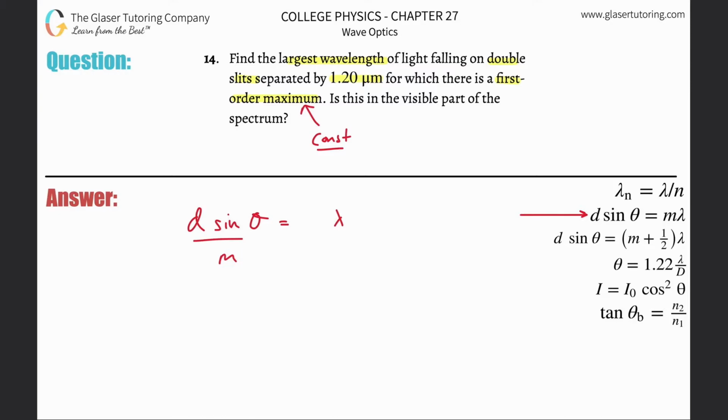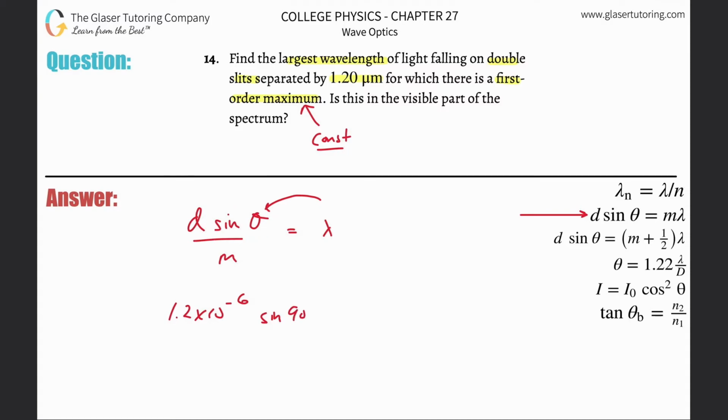And now we can start to plug in some values. The distance between the slits they told us is 1.2 micrometers, but we need that in meters, so multiply by 10 to the minus 6. Now the sine of the angle, they did not tell us the angle, right? But they wanted the largest wavelength. And the largest wavelength here, look at the formula. The largest value of this will be a function of the largest value of this. The largest value of sine of an angle can be 1.